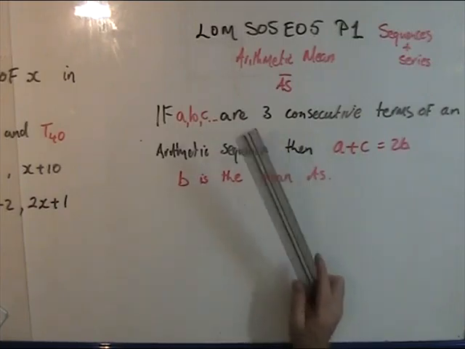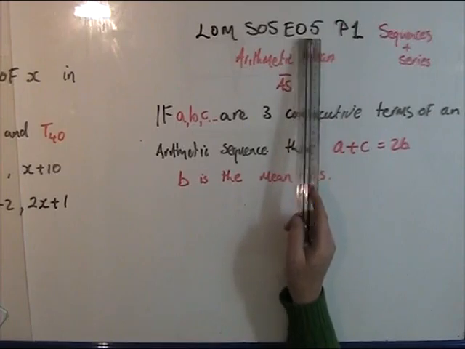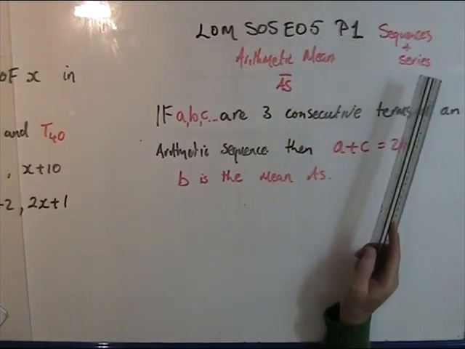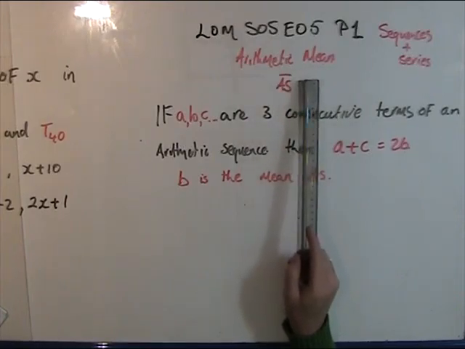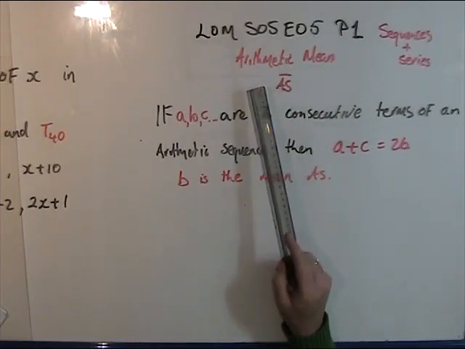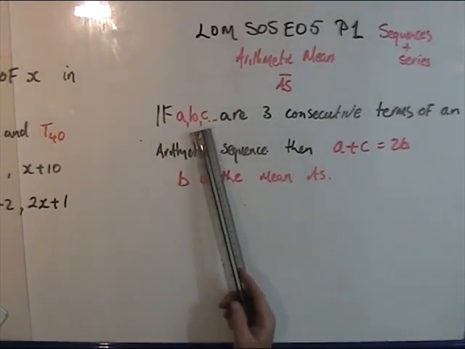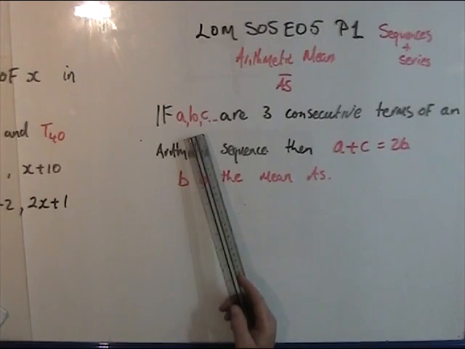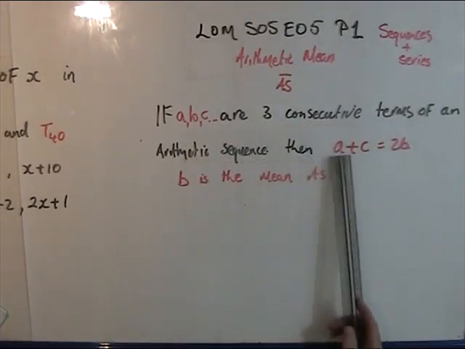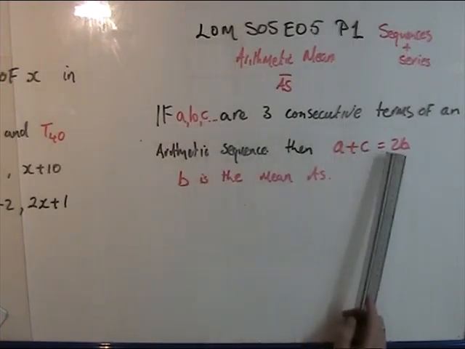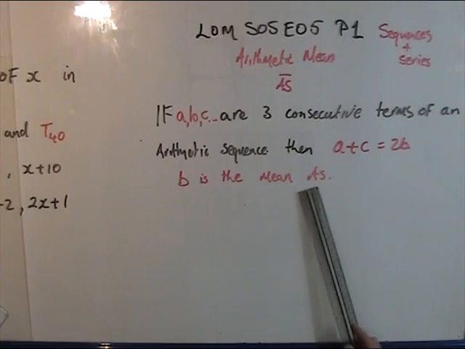Now we're doing Leaving Cert Ordinary Level Maths, Series 5, Episode 5, Paper 1. Sequence and series, and today we're going to do the arithmetic mean, which is the mean of the arithmetic sequence. Okay? Now, if A, B, C are three consecutive terms of an arithmetic sequence, then A plus C is equal to twice B. In other words, B is the mean.